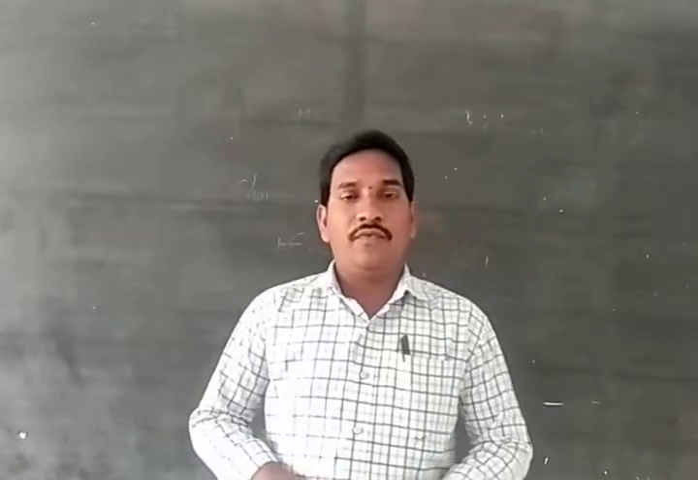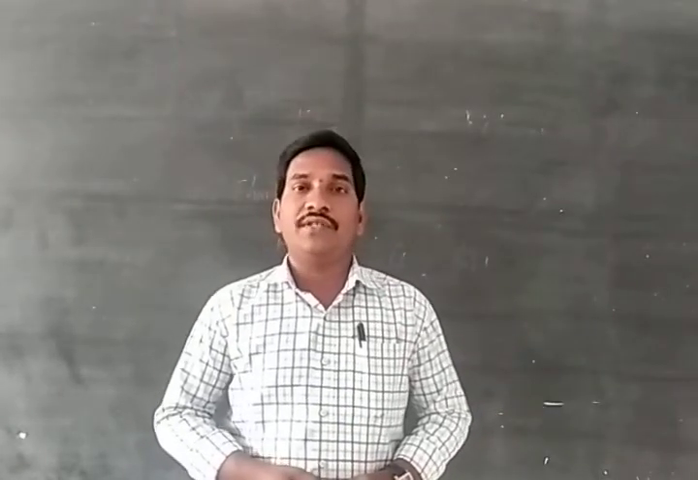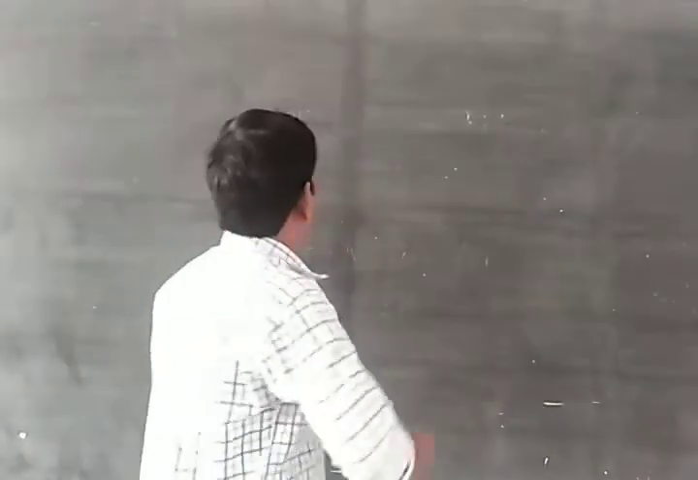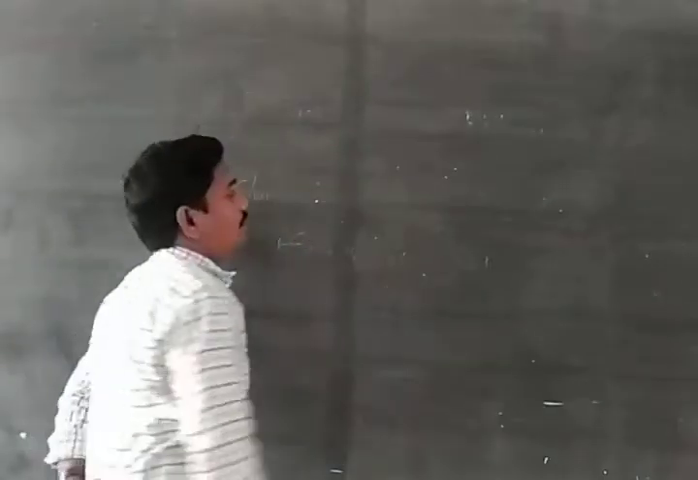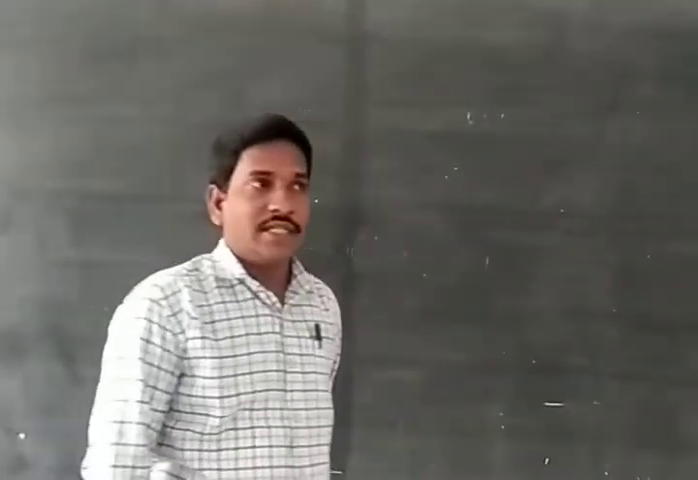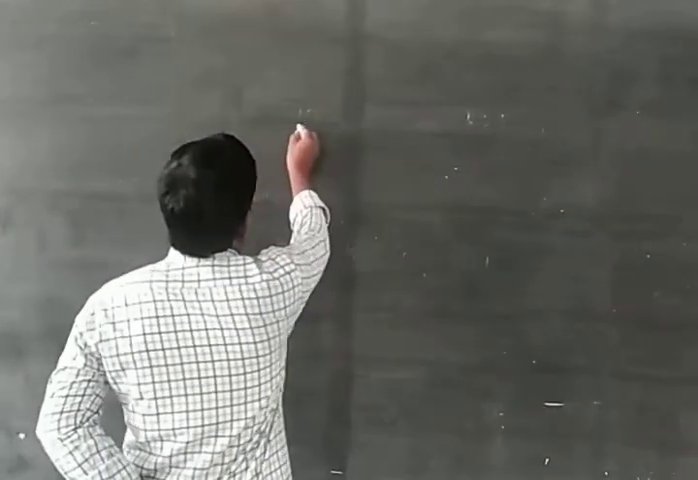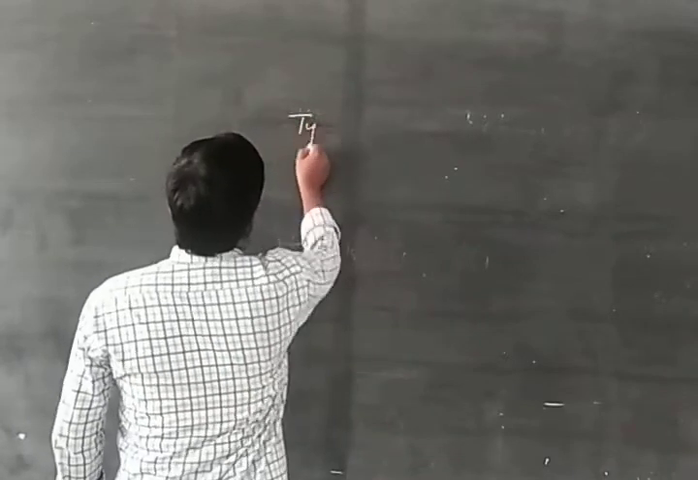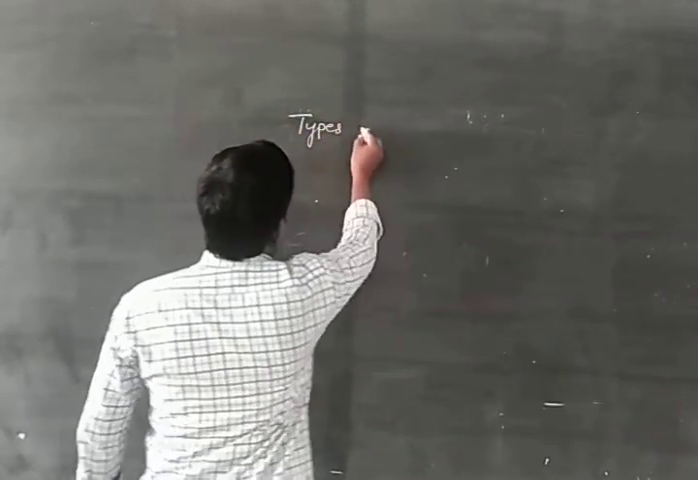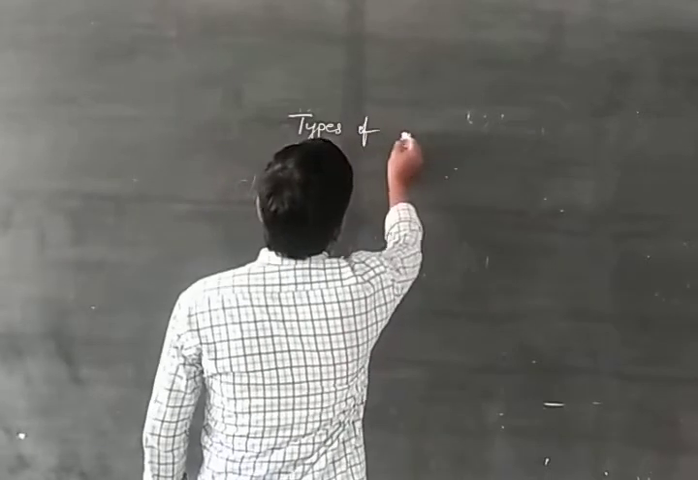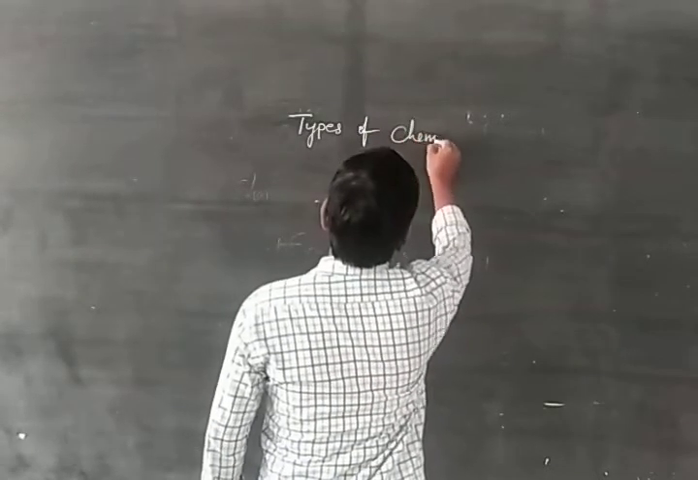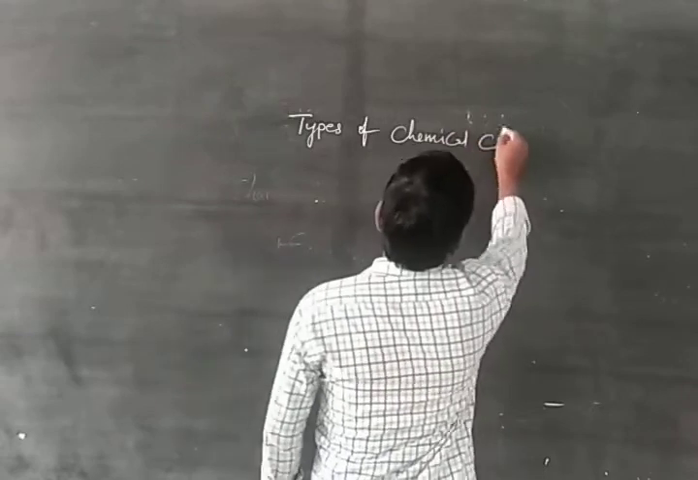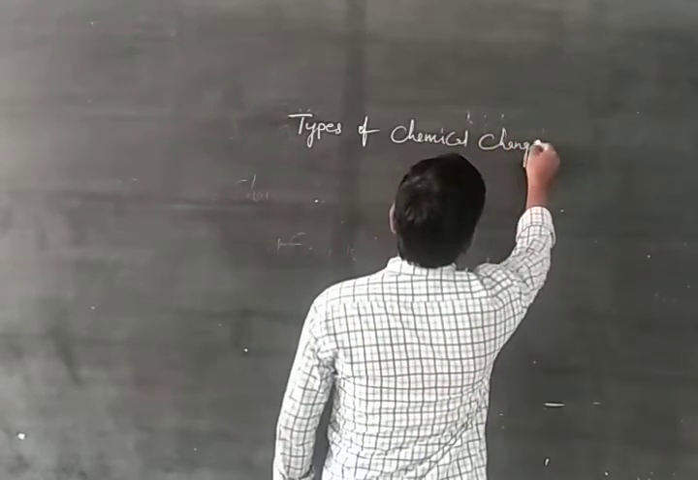In the previous classes, we have completed one lesson. Now today we are going to learn one new topic, that is types of chemical changes. It is the fourth lesson in volume 1.